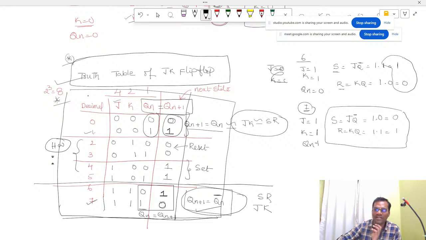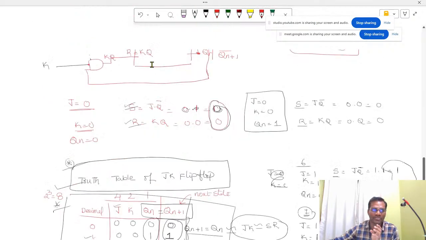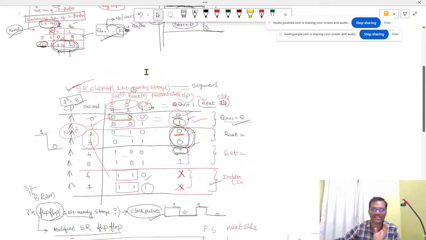So the examiner will ask you only one thing. Draw the truth table of a JK flip-flop and derive its characteristic equation, he will be asking. So whenever he asks the characteristic equation of a JK flip-flop, then you are supposed to do this derivation. Okay. The examiner may also ask what is meant by the SR flip-flop. So draw the truth table of an SR flip-flop. Then you should draw this SR flip-flop truth table.